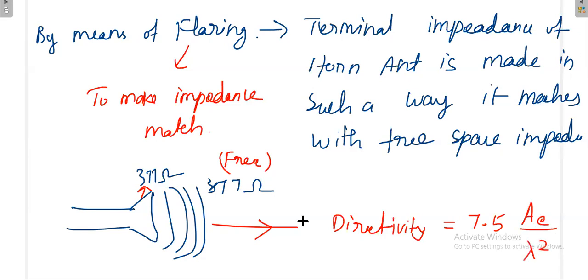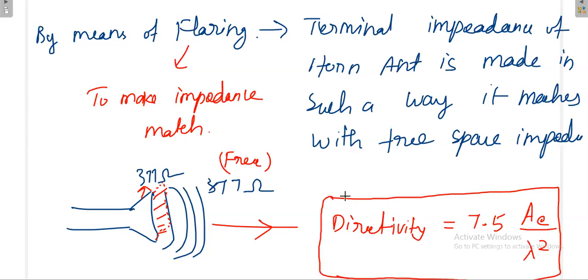What is this AE? Here you will have some cross section. If you imagine it in 3D, you will have some cross section. That cross sectional area is called, not the physical area, the effective aperture area. In the exam, they will directly give you AE, or otherwise they will give you the efficiency and also the physical area. Then you can calculate AE. So always remember this formula. Directivity of an antenna is 7.5 into AE divided by lambda square.